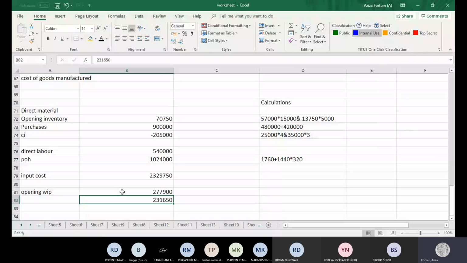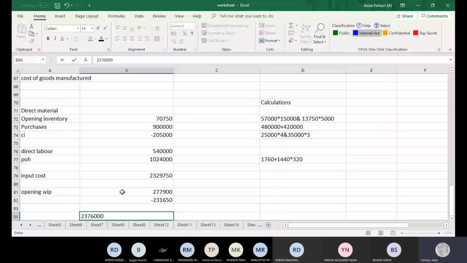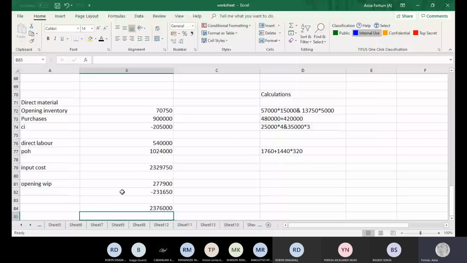Okay, so minus 231,650. So now your cost of goods sold is 2,376,000. So that would be your cost of goods manufactured for December. So yeah, basically that's that.